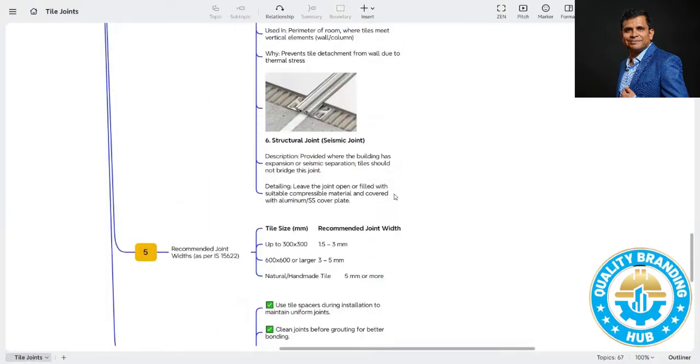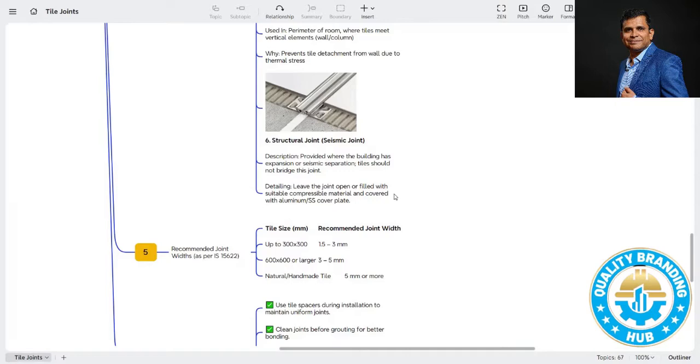Next is the structural joint or the seismic joint. So what is the structural joint or the seismic joint? All buildings need earthquake resistance. Now, when an earthquake is happening, when the stress is generating, we need to provide this seismic joint. And in this seismic joint, we should not fill with the tiles, or minimize the gap or close the gap, because of structural purpose.